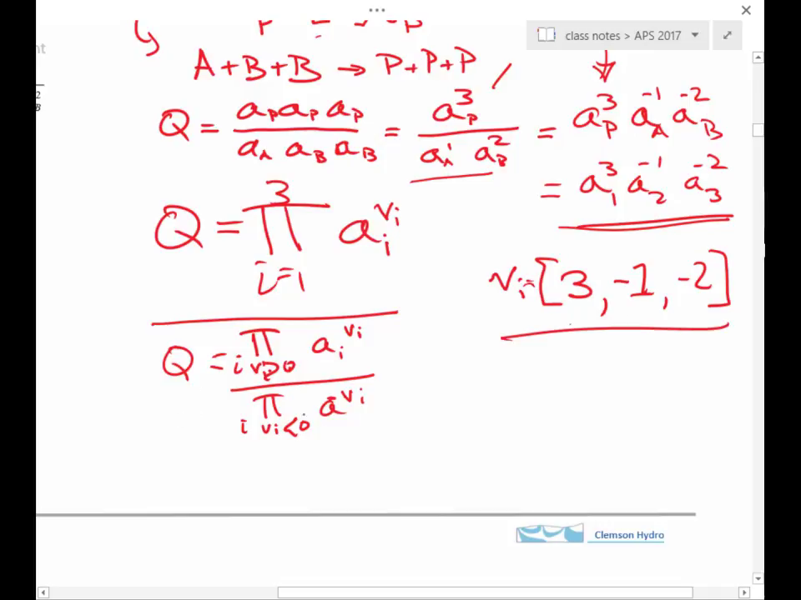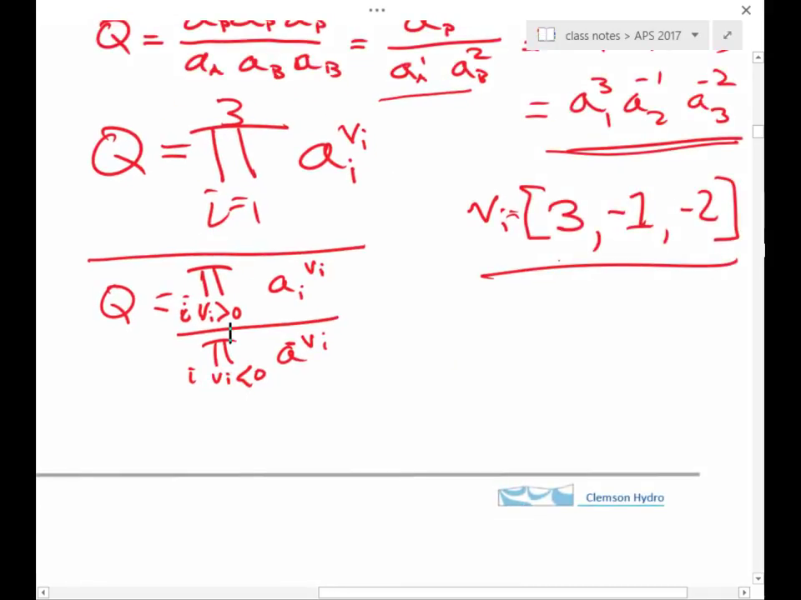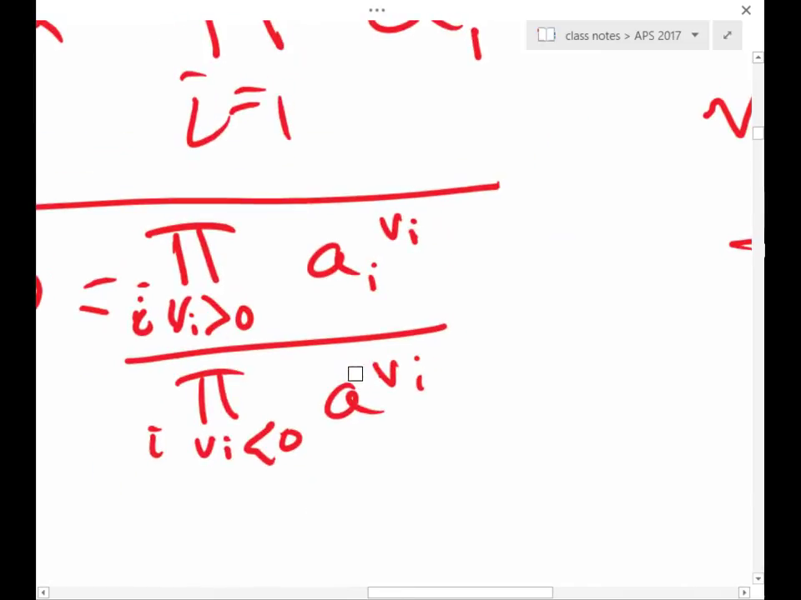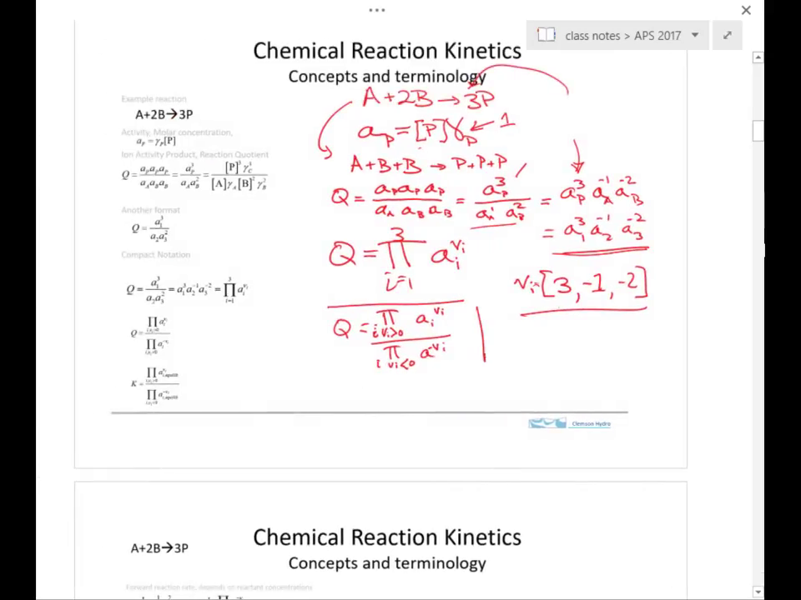But if we write it here as a ratio, let me go and try to clarify that a little bit. So we're summing on I, and we're using the VI greater than 0. And then in the denominator, we're using the VIs less than 0, and we're changing the sign. Okay. So this, then, is a way of writing that. The VIs are less than 0 for the reactants. And I've got that negative sign in there because when you write it as a ratio, the exponents there, those exponents are positive. They become negative here when I write them all together in this format.